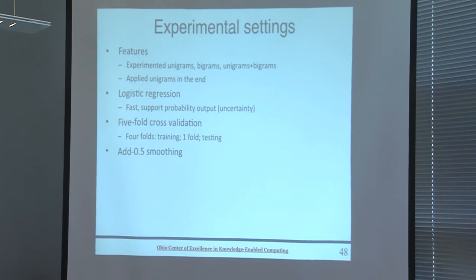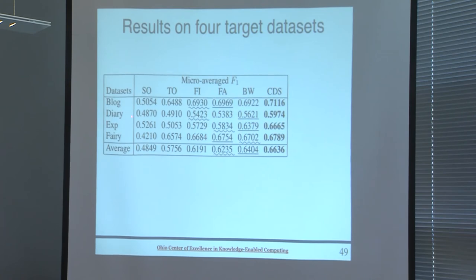So now let's look at the results. The first column lists four different data sets. The last column is the average value across the four data sets. We have different baseline approaches here. CDS is our proposed approach. What is EXPI for? Experience data set.